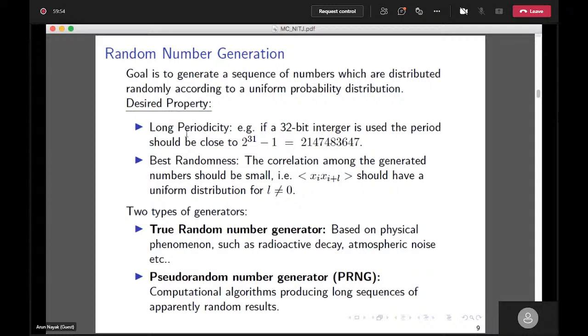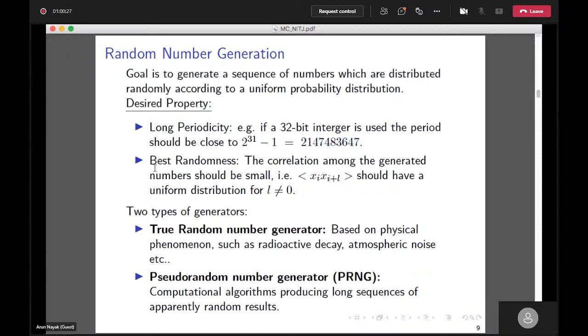First of all, it should have long periodicity, because otherwise you will keep repeating the same numbers. Then they will not be truly random if you have repetitions of the same number. If you are using, say, a 32-bit integer, the period typically appears to be something like 2^31 minus 1. This number gives the periodicity. After this many numbers, you will get a repetition of the numbers if you are using a 32-bit integer.